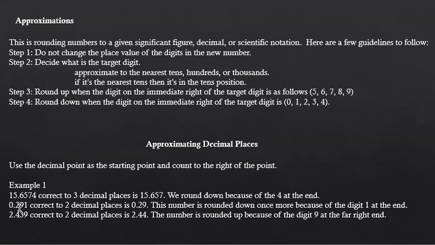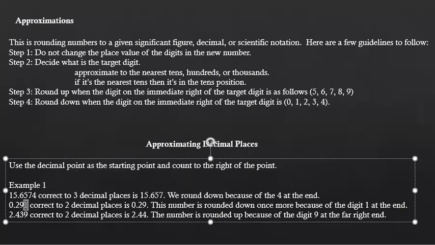If we have 0.291, we are looking at the 1, and because this 1 is in the category to round down, we put it as 0.29, which is correct to 2 decimal places. Now, we want to do it to 2 decimal places again, but if you look here, you will see that there is a 9 right next to the 3. So because it's in this category, we round up, so it becomes 2.44. Any questions?